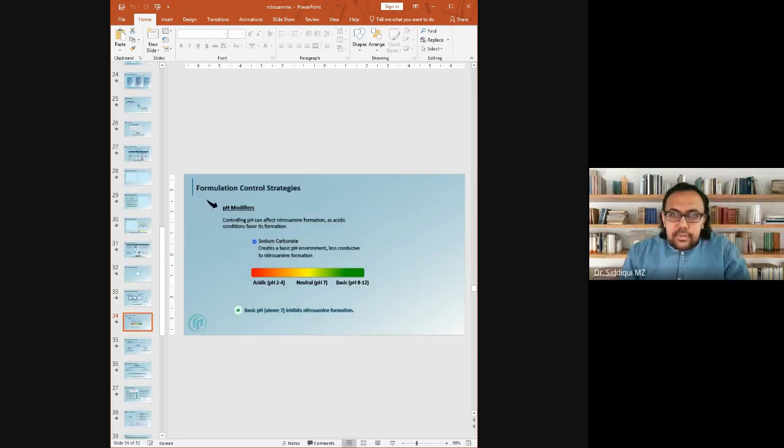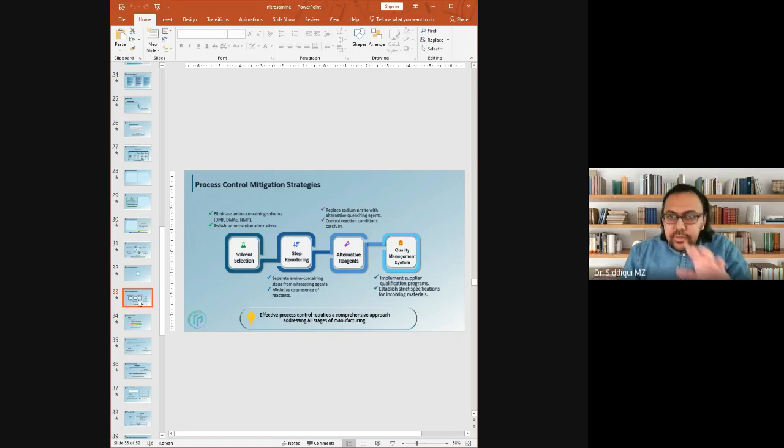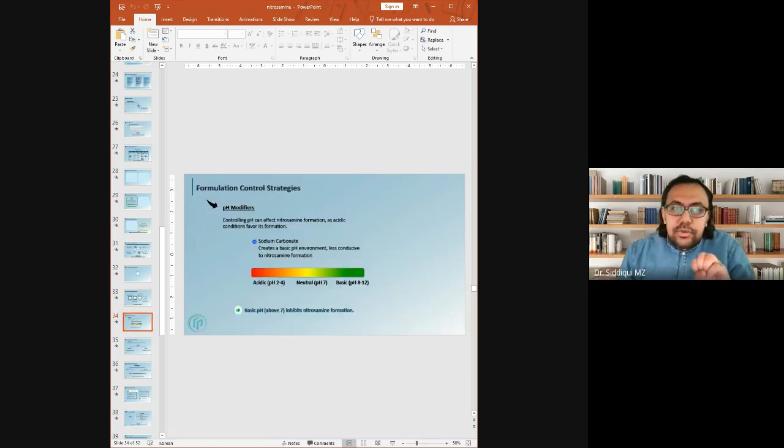So this one is the process control mitigation strategies. Now formulation control mitigation strategies. In case of formulation control, we can control the pH to affect the formation. Nitrosamine formation is favored in acidic pH, so if we can incorporate sodium carbonate or basic salts that can provide a basic environment, it will be better, and it could make way for less conducive nitrosamine formation.